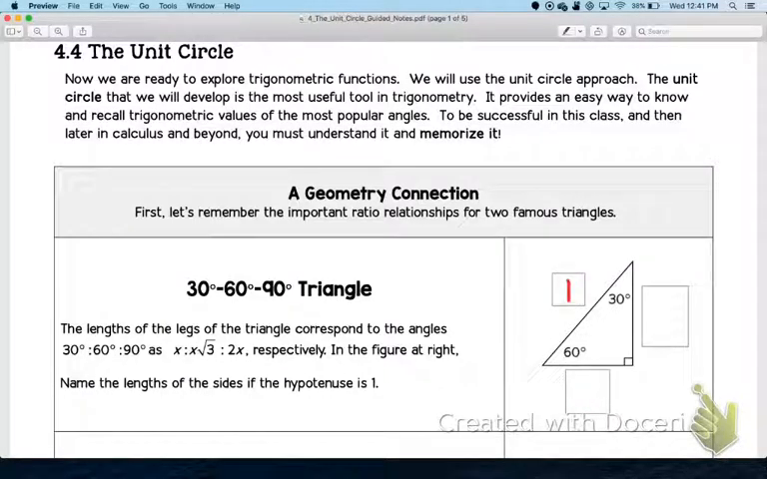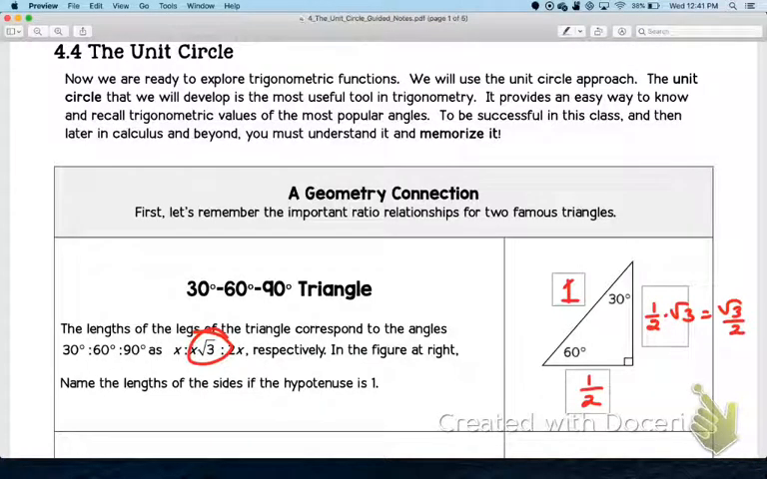So if my hypotenuse was 1, then my short leg would be half of that, so 1/2. And then what's the relationship from short leg to long leg? We multiply our short leg by a square root of 3, right? So my long leg here would be 1/2 times the square root of 3, which would just be square root of 3 over 2 in its simplified form.